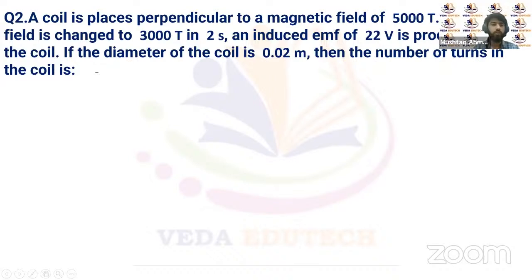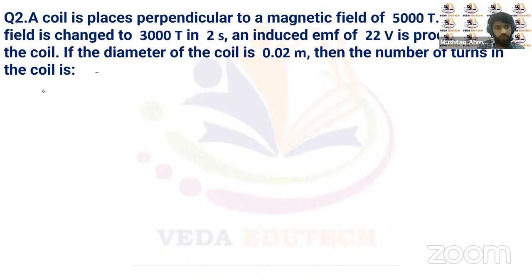Question number two: a coil is placed perpendicular to a magnetic field of 5000 Tesla. When the field is changed to 3000 Tesla in 2 seconds, an induced EMF of 22 volt is produced in the coil. If the diameter of the coil is 0.02 meter, then the number of turns in the coil is? We have to find the number of turns in the coil.